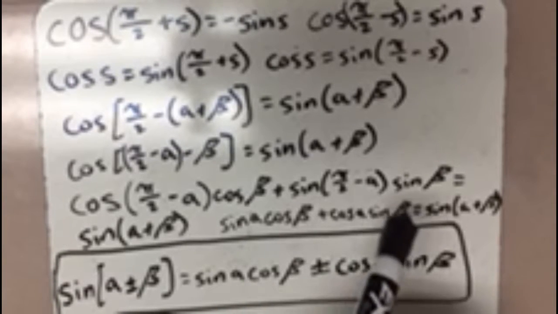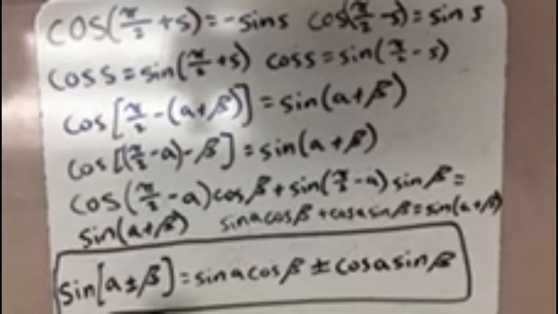Then you have to replace the s with alpha plus beta in the equation for cosine pi over 2 minus s to derive the identity for the sine function. So you have cosine pi over 2 minus alpha plus beta, which equals sine alpha plus beta. Then you have cosine pi over 2 minus alpha minus beta. That equals sine alpha plus beta.